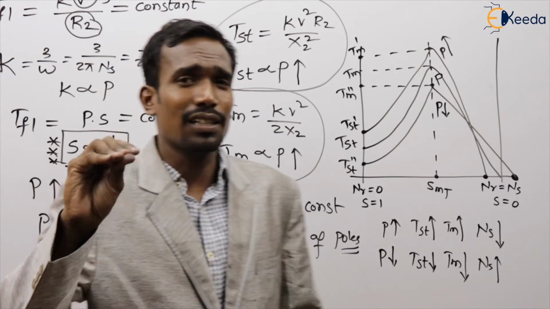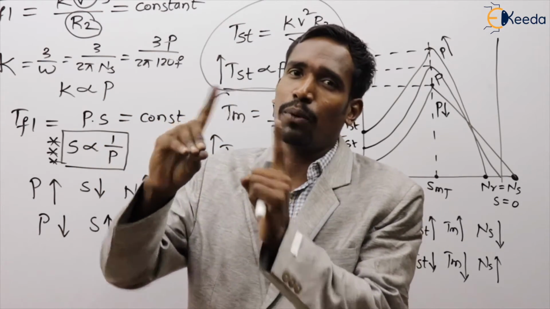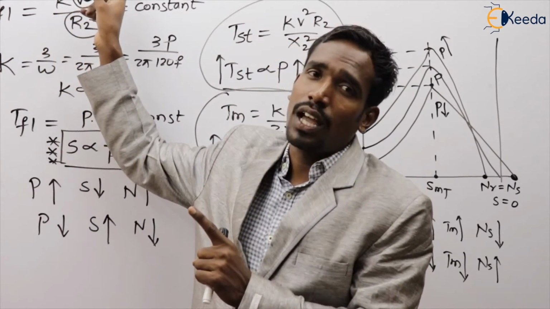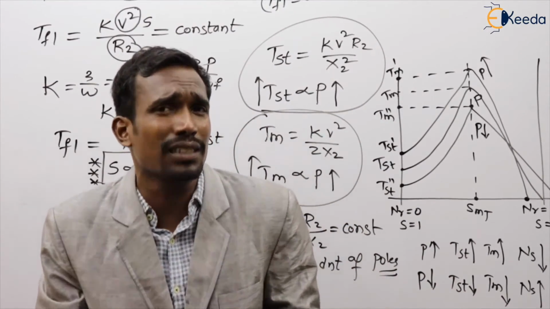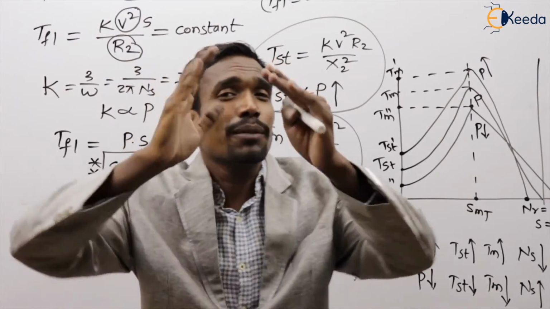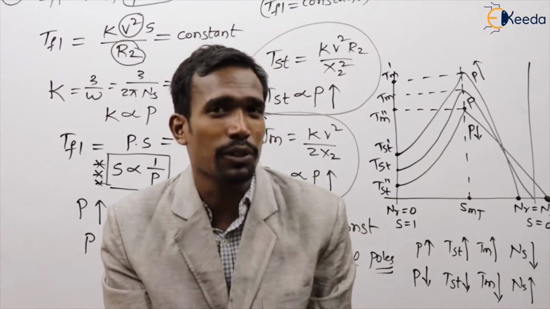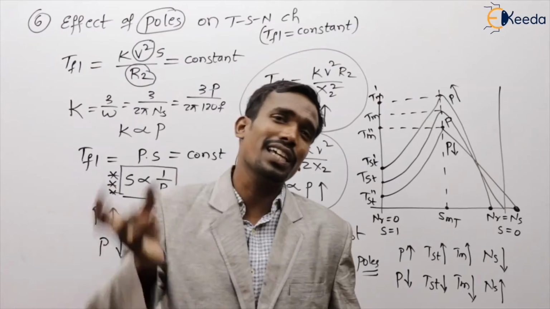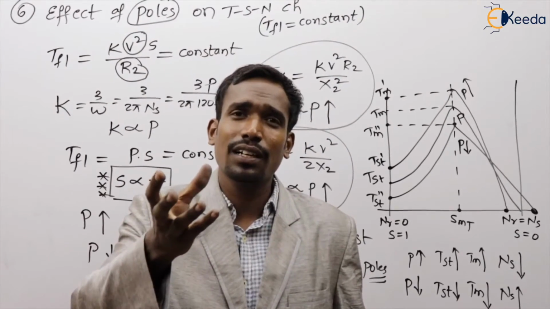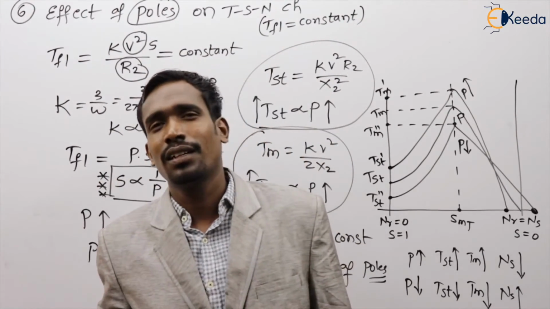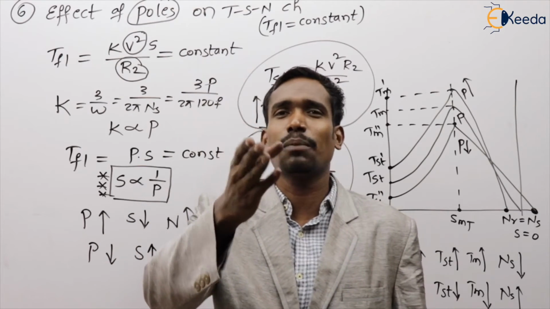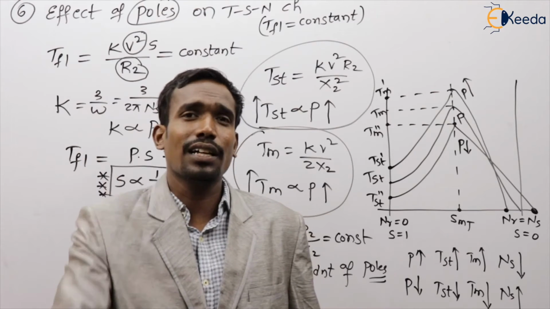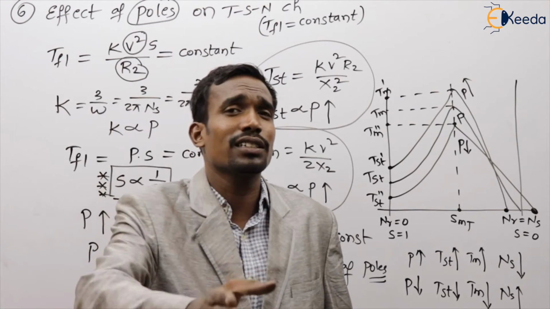This is the sixth concept, effect of supply poles. Poles means rotor poles or stator poles? The answer: rotor poles are exactly equal to stator poles, nothing but poles of the rotor as well as the stator. If you change the stator poles, we have to change the rotor poles also in slip ring. If you change the stator poles, poles automatically change in the squirrel cage.